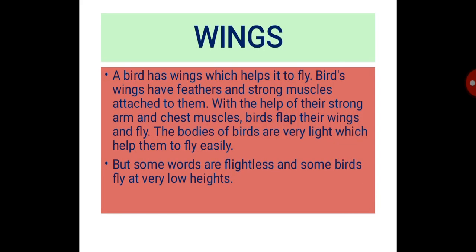Now, the next part is wings. A bird has wings which help it to fly. Birds' wings have feathers and strong muscles attached to them. All birds have wings, but not all birds can fly. Some birds are flightless and some birds fly at very low height.